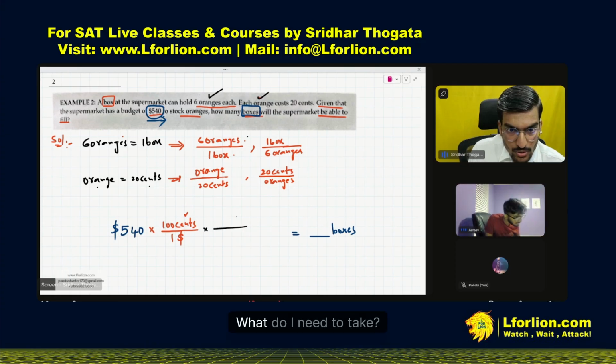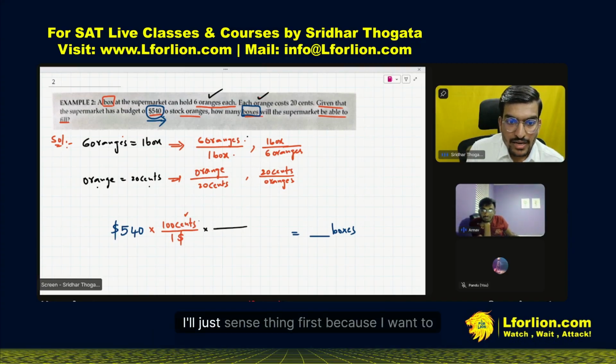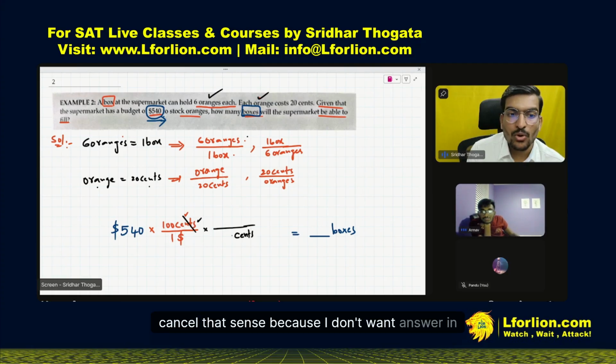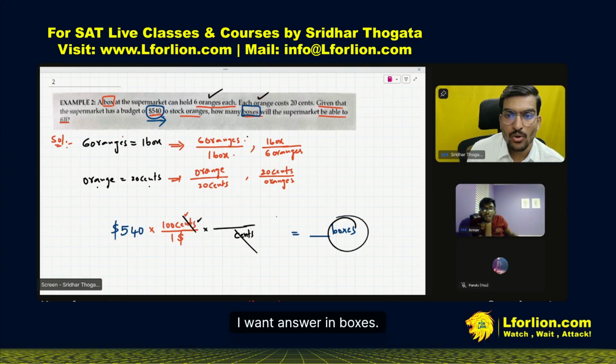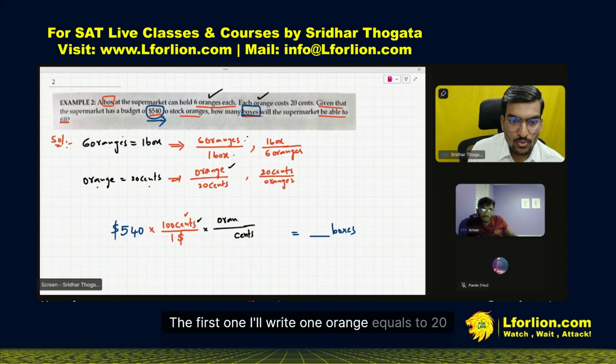Check it out. What do I need to take? Do I need to take this one? No, don't watch. Listen. Do I need to take this or this? I'll write this cents thing first because I want to cancel that cents. I don't want the answer in cents, I want the answer in boxes. So I'll just keep cents. Which is suitable for me? The first one. I'll write one orange equals 20 cents.